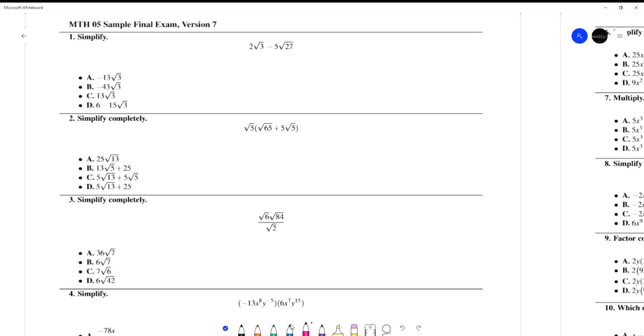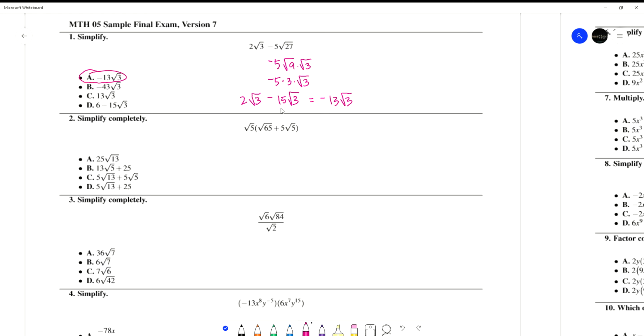So we have to simplify the radical. The first one is okay. Second one is minus 5 times radical 9 times radical 3, right? So that's minus 5 times 3 times radical 3, which is minus 15 radical 3. So now we have 2 radical 3 minus 15 radical 3. These are like radicals, so you can do 2 minus 15, which is negative 13 radical 3. And that's answer choice A.